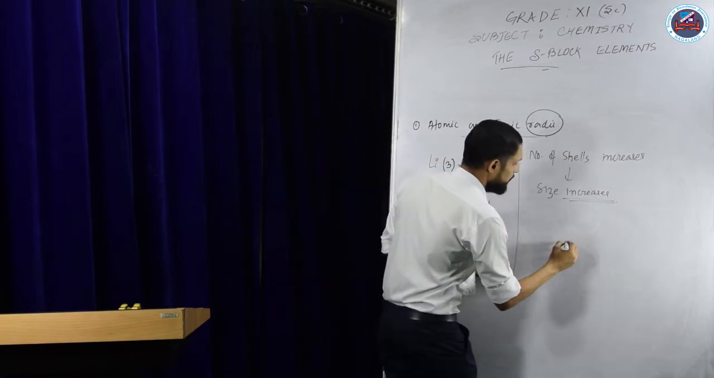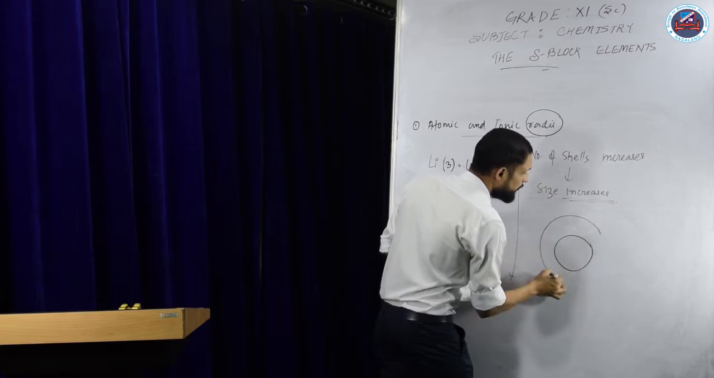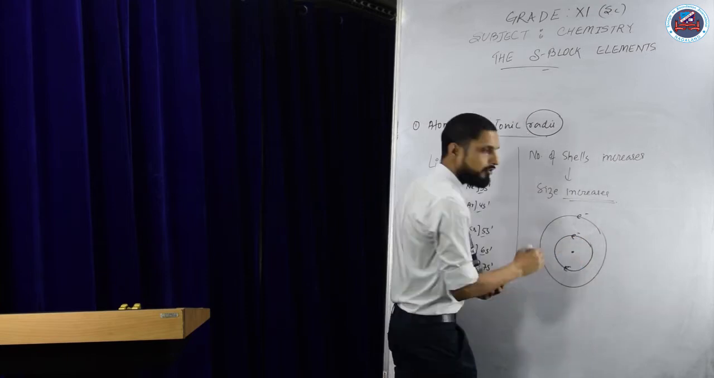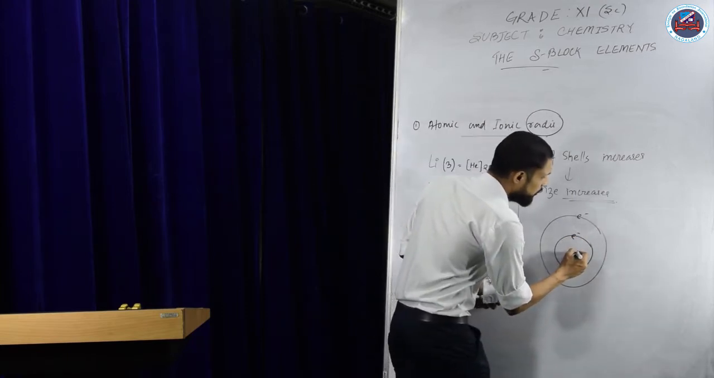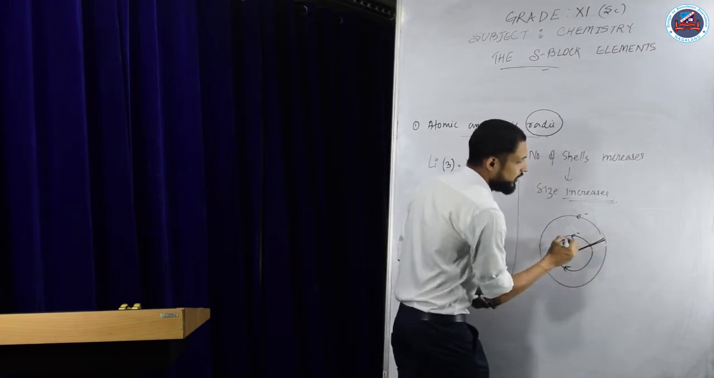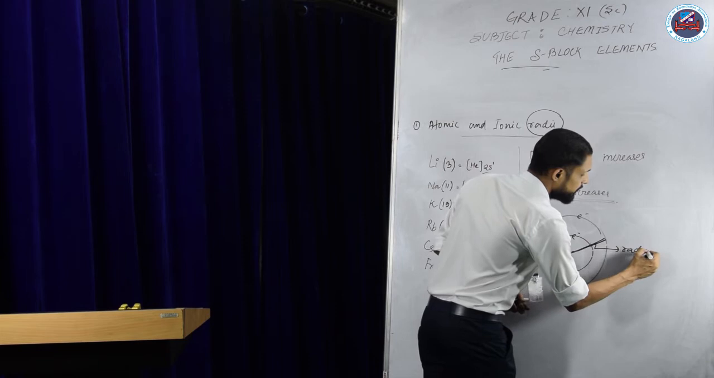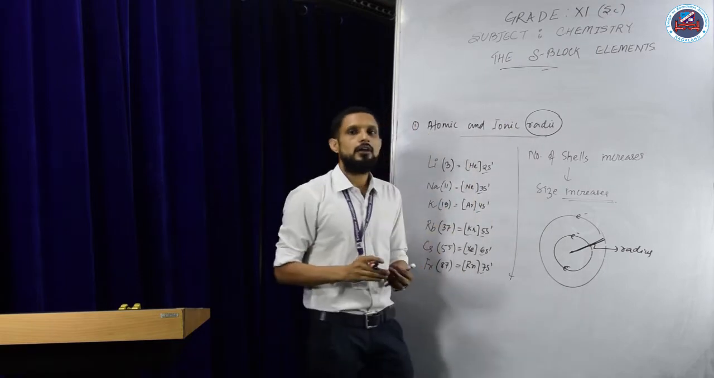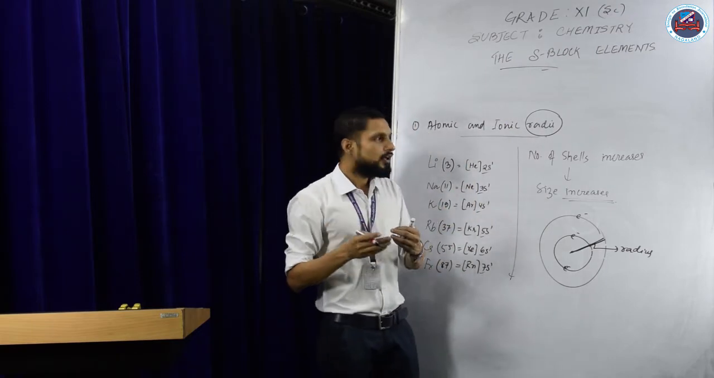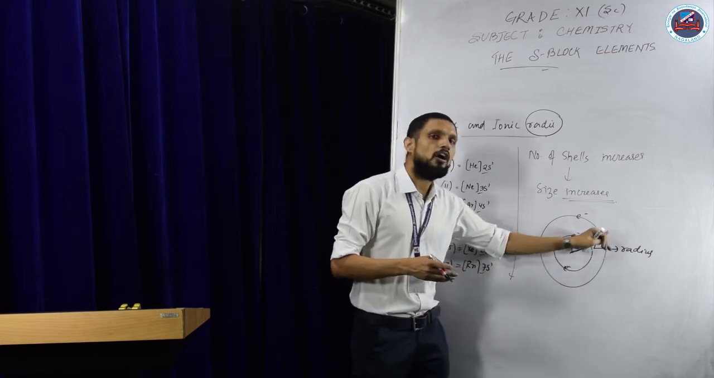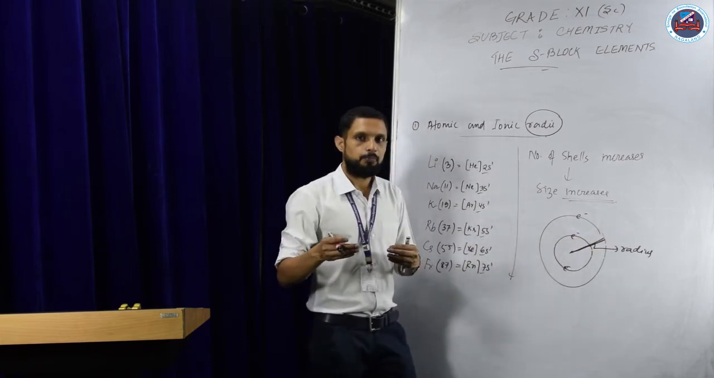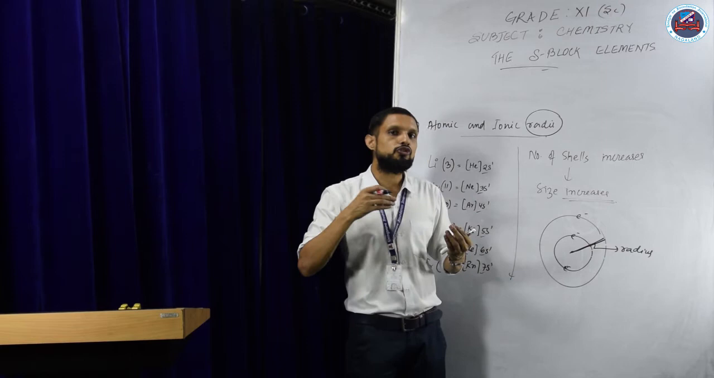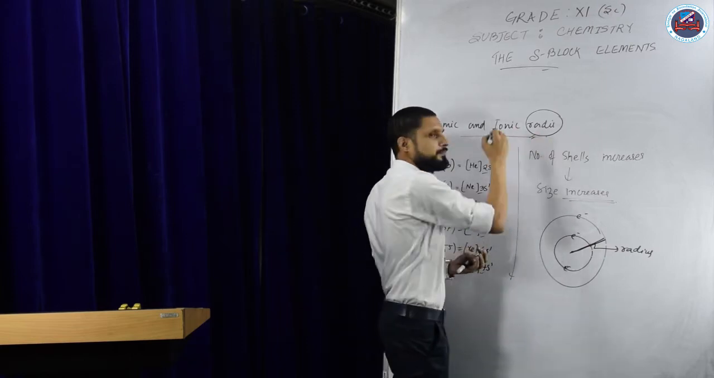Say if you take lithium, you have two shells, so this is the first shell, second shell. In the second shell you have one electron, in the first shell you have two electrons. Nucleus will be here at the center. So the distance between the nucleus and the outermost shell is known as radius. Atomic radius is the distance from the nucleus to the outermost shell in an atom. Whereas ionic radii is the distance between the nucleus and the outermost shell in an ion.